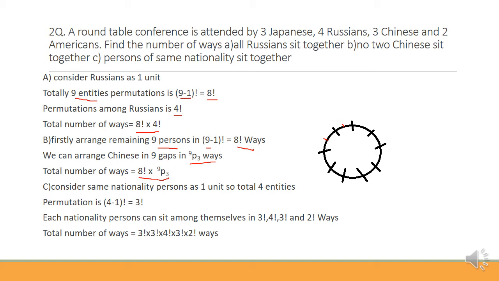Third, question C. Persons of the same nationality sit together. Then consider each nationality's persons as one unit. So there are 4 nationalities, so 4 entities. Permutation is 4 minus 1 factorial, that is 3 factorial. Then permutation among themselves: among Russians 4 factorial, among Japanese 3 factorial, among Chinese 3 factorial, among 2 Americans, that is 2 factorial. So the total number of ways so that people of the same nationality sit together is 3 factorial into 3 factorial into 4 factorial into 3 factorial into 2 factorial. So this is the answer.